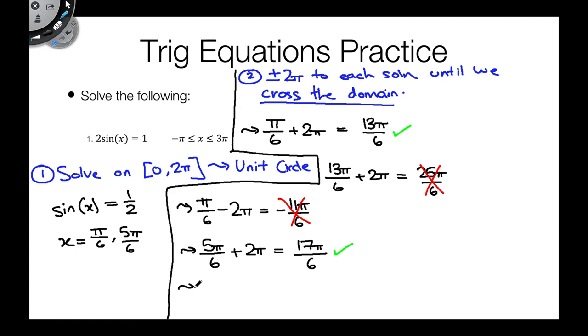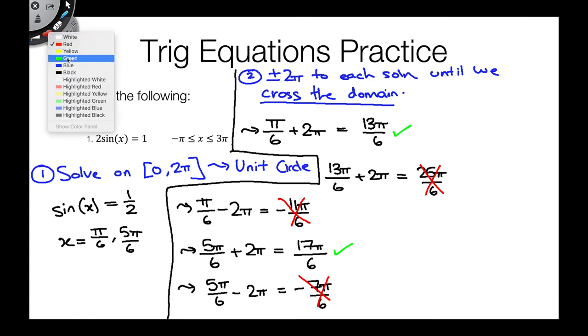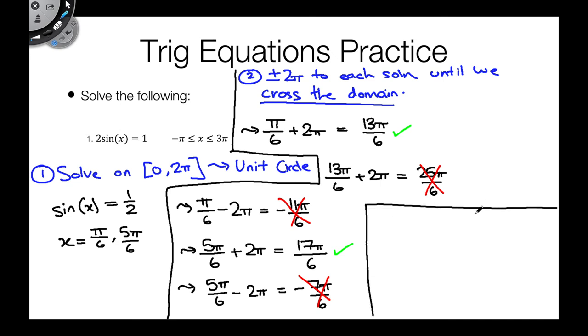However, we can subtract. If we do 5 pi over 6 minus 2 pi, once again 12 pi over 6, that'll give us minus 7 pi over 6. That's almost there, but unfortunately, it's just a little bit beyond our domain, so we can't consider that one either. So our final solutions will have x equals pi over 6, 5 pi over 6, and also these two other solutions we found here, 13 pi over 6 and 17 pi over 6. Cool.